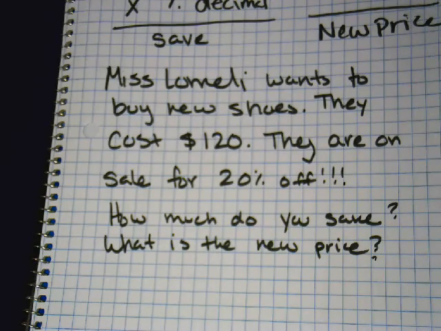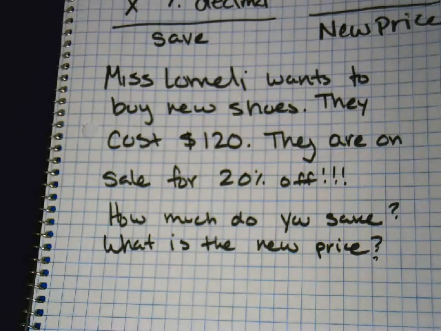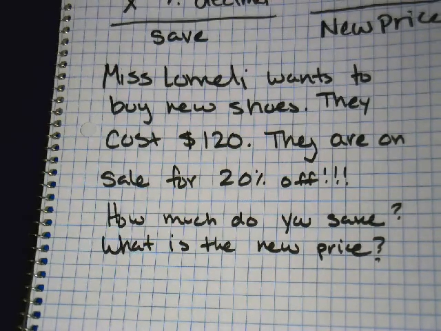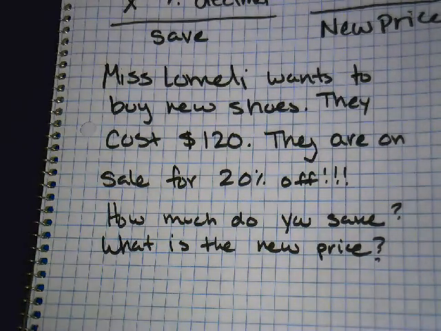Okay. Miss O'Malley wants to buy a new pair of shoes. They cost $120. They are on sale for 20% off. Yay, 20% off. We're saving so much money. How much do I save? And what is the new price? So sometimes the question is just how much you save, and then sometimes the question is, well, what's my new price? So $80. How much do I save? $40. All right. So what's our first step?